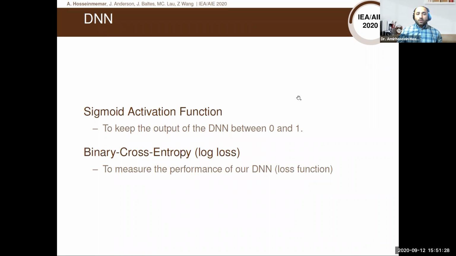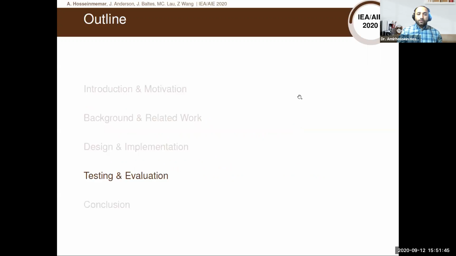So for the deep neural network, we use sigmoid activation function to keep the output of the deep neural network between 0 and 1. We also use binary cross entropy to measure the performance of our deep neural network.